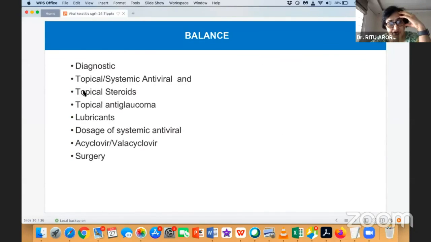So thank you very much. Ultimately, we need to have a balance: when we have a diagnosis, what layer is affected, balance as far as topical or systemic antiviral is to be used, and balance when topical steroids are to be used. Some cases of herpetic uveitis present with simple glaucoma, and you just need an anti-glaucoma agent, lubricants, a dose of systemic antiviral, acyclovir or valacyclovir, and surgery. So balance of all these things can lead to a very, very successful and happy patient. Thank you very much.